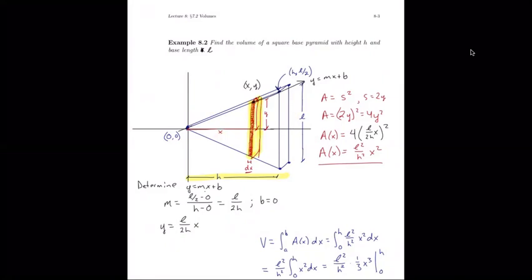So if we slice this pyramid perpendicular to the x-axis, we're always going to get squares out of this. And that's what we want. We want a function we can rely on. We want A of x to always have the same formula for its cross-sectional area.